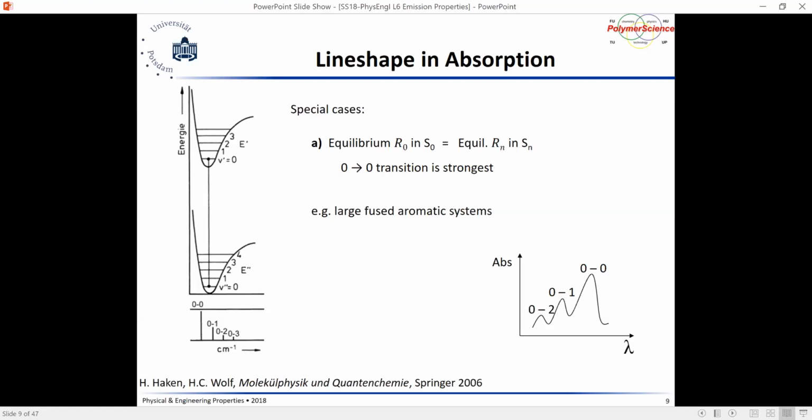What this means is that you get a blurring. So instead of having very well-defined lines, you get the blurring of the energies of the quantum states, and therefore the energies of transitions.